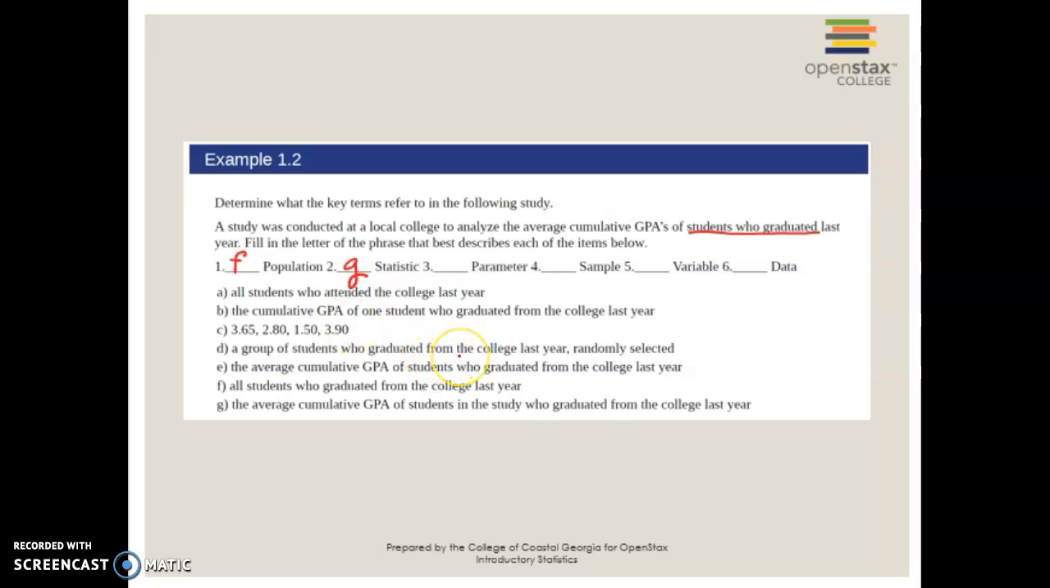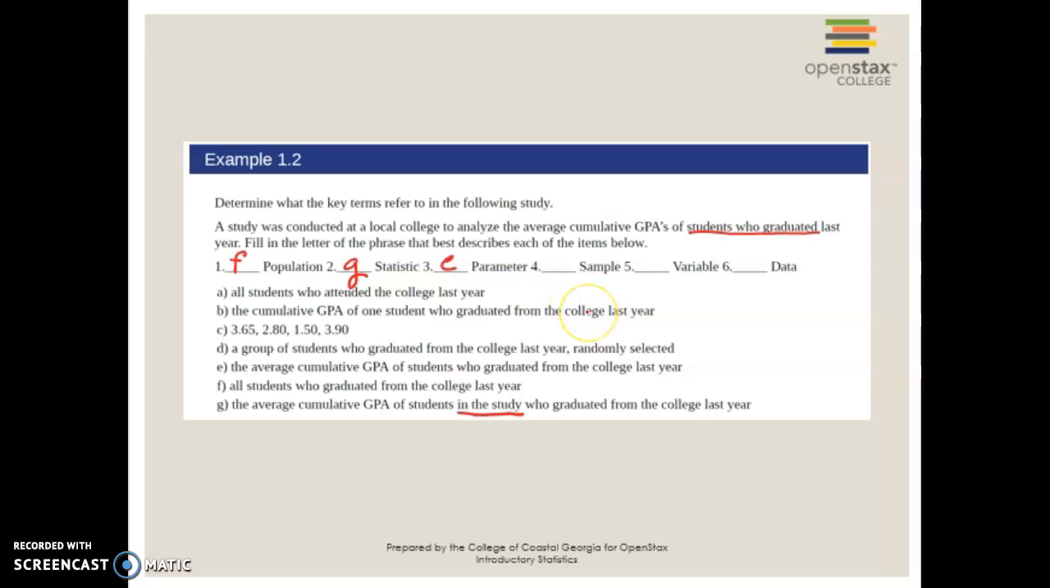Your parameter. Number three. Okay. Right here, the difference between G and E in this study is the difference between a statistic and a parameter. This average cumulative GPA just limits what it is you're studying. That's what makes it the parameter. In the study is what makes it the statistic. So look for that when you're trying to decide which one is which.